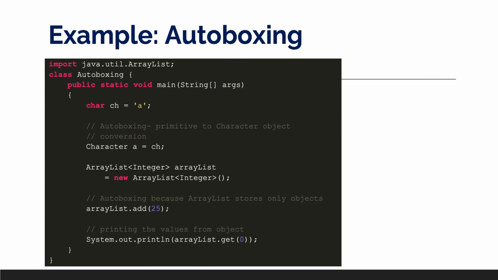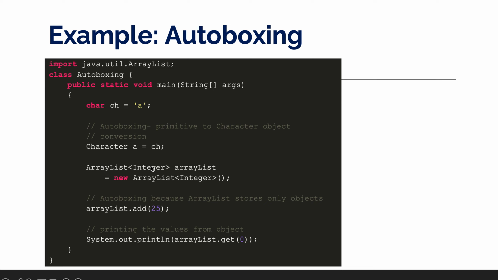Now let's see some other examples also, and then we will see more. So let's say we have a class called Autoboxing. We have a main method. Inside the main method, let's say we have some primitive data type like character. So char ch equal to 'a'. When this variable is assigned into a wrapper object, it will automatically be converted into the wrapper object. This is called autoboxing. Similar to that, let's say we have a collection called ArrayList.